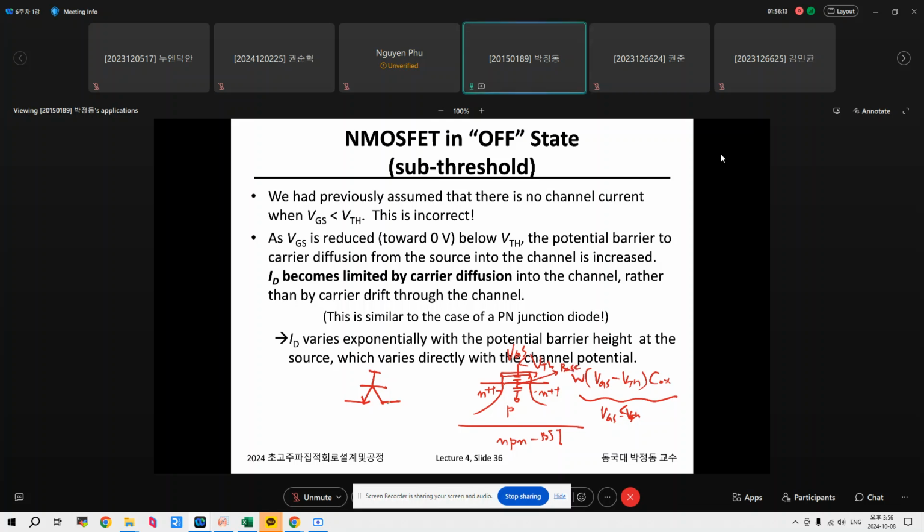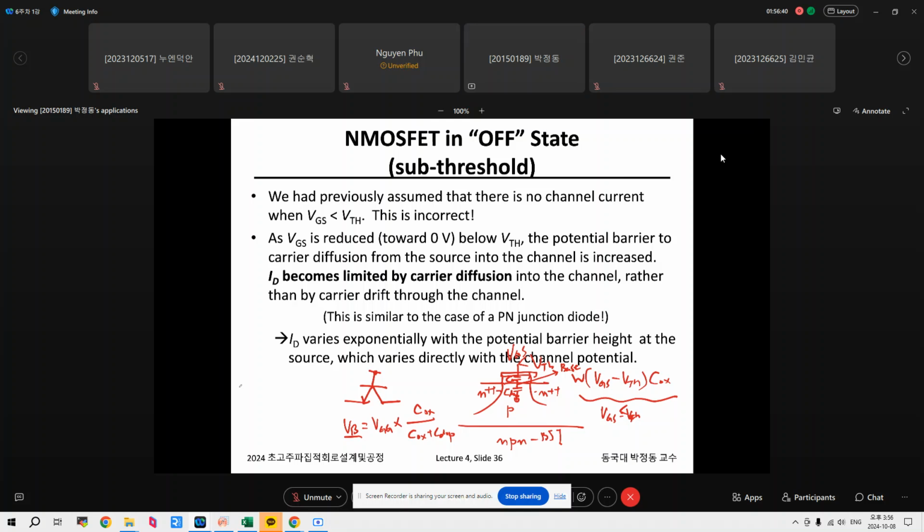So V base is the applied voltage at base. V base is actually what? V base is V gate multiplied by C aux over C depletion plus C aux. This is the C aux. Okay. This is the body.